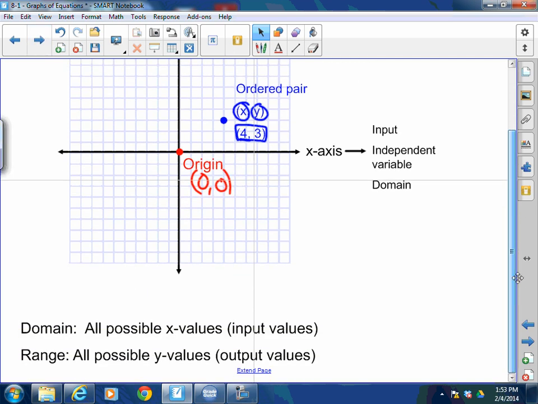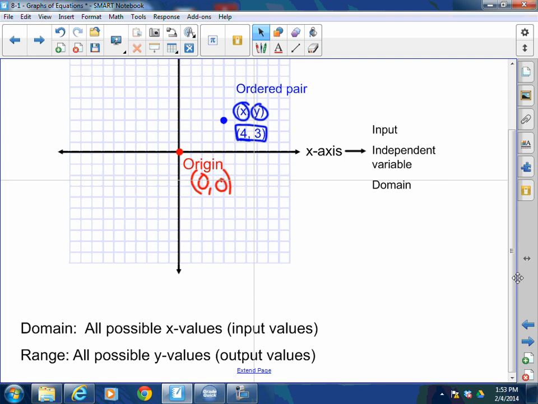We've also spoken about domain and range. Please remember that domain are all possible inputs, or all possible x values, or all possible independent values. Those are all the same things for x. X is independent, it's the input. Range is all the possible y values, or the output.